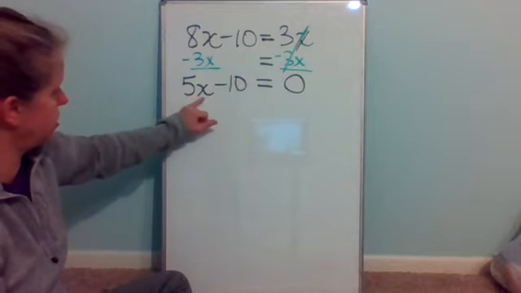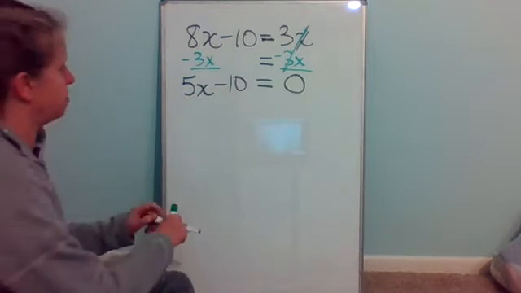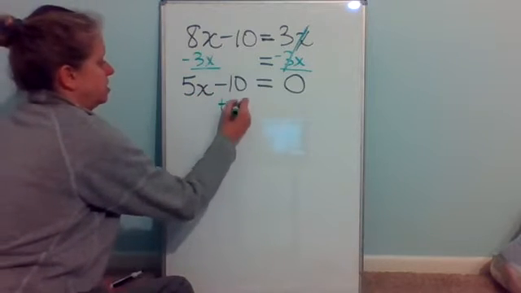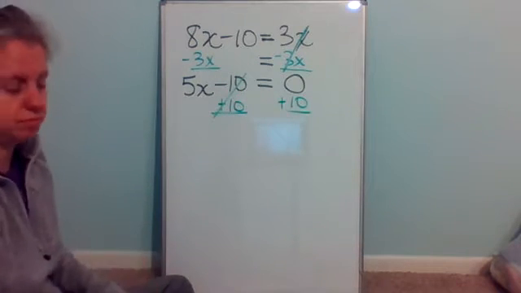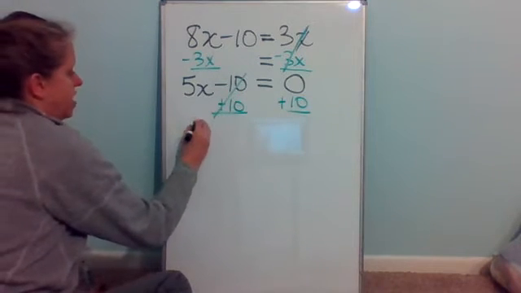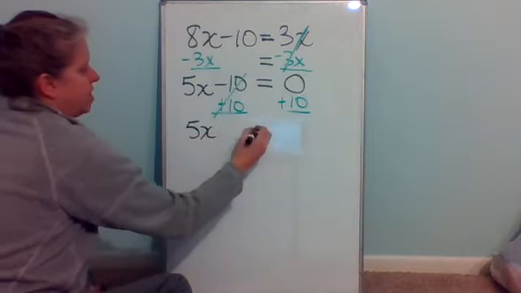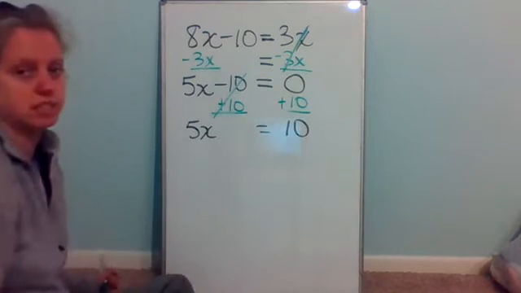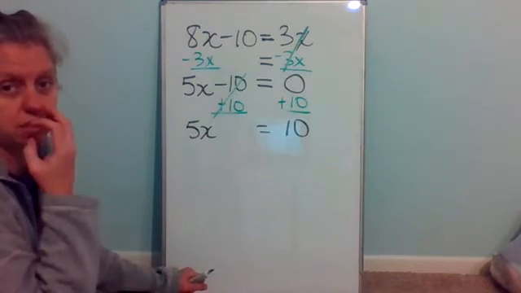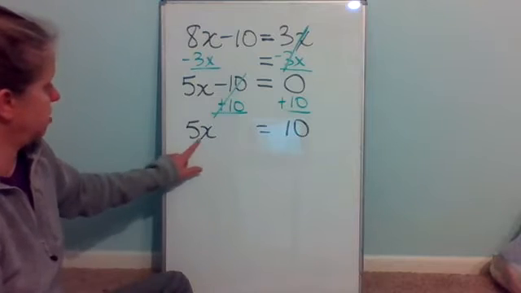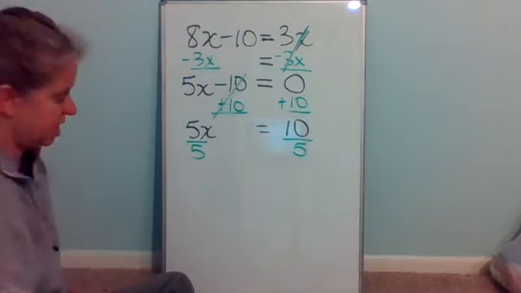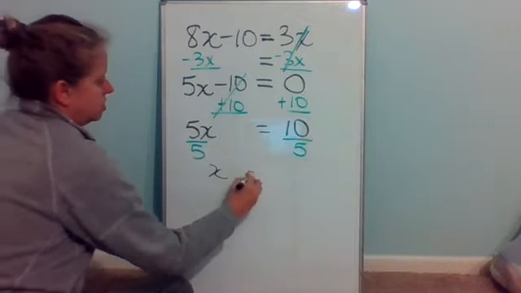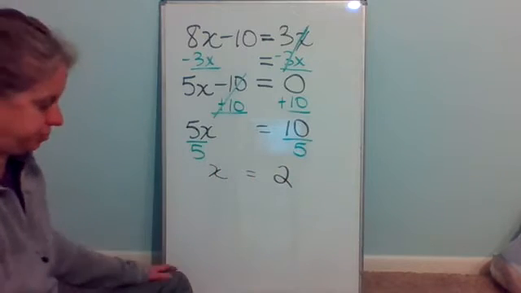Which means don't get rid of the hooked on number till the end. So I need to get rid of the minus 10 with the plus 10. So now I have 5x equals 10. Since it's hooked on, I'll divide by this 5 to get x equals 2.